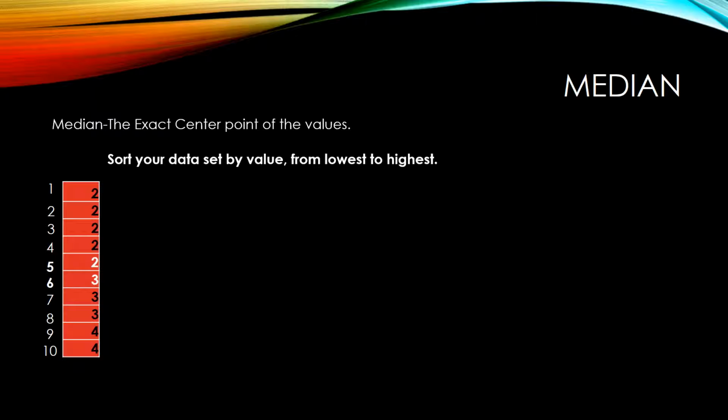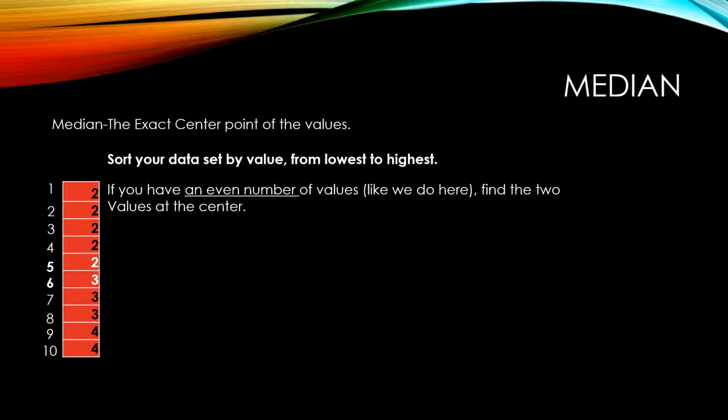And how you calculate that is you start by sorting your data by value from lowest to highest. That's what I've done here. Same data set, I just started with all the 2s and built my way up to the 3s and eventually up to the 4s. If you have an even number of values like we do, we're going to find the 2 values at the center, and that's why you'll notice in the number 5 and 6 position I highlighted this 2 and 3, because those 2 points are the exact center of my data. And so I'm going to find the mean, or the average, between those 2 numbers, the 2 and 3. So the mean is 2.5.